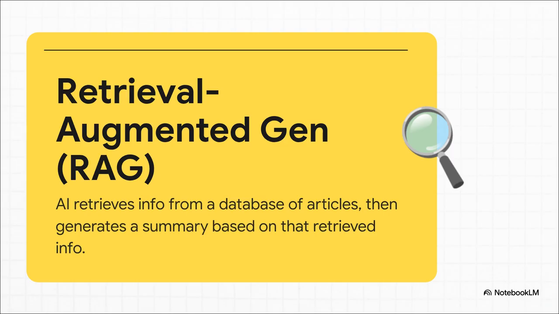But here's the catch, and it's a big one that researcher Aaron Tay really dug into. The quality of that summary is completely dependent on what the AI digs up. And if it happens to retrieve a zombie paper, well, you can guess what happens next. You get a zombie answer.